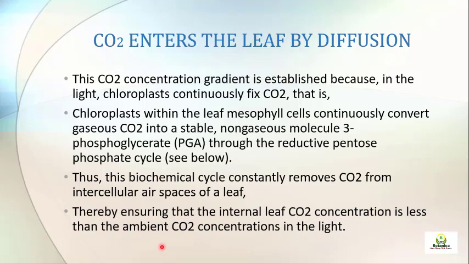So in the light, what will happen? There will be a low CO2 concentration because CO2 is constantly being used by the chloroplast. By using that CO2, there will be a concentration gradient, with less CO2 in the leaf and more CO2 in the environment. So CO2 will enter from the environment into the leaf.